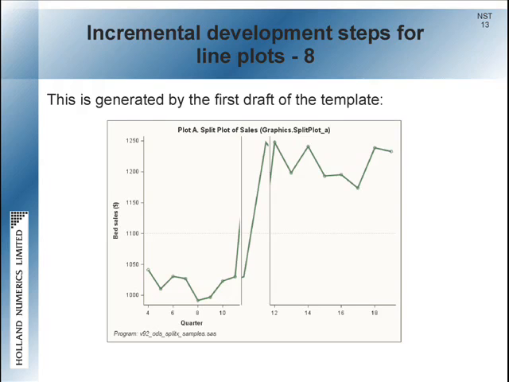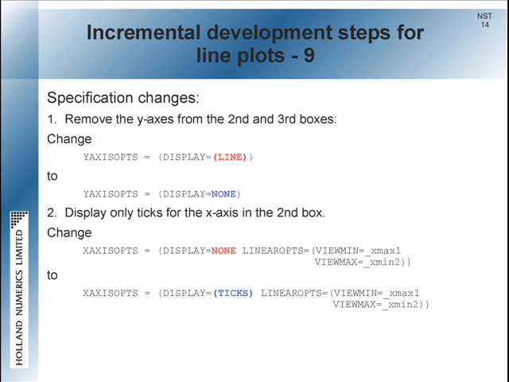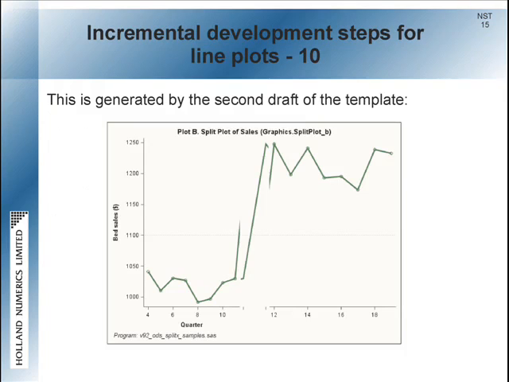So if we go to the next slide, please. So first of all, we'll remove the y-axes, and that's in the second and third boxes. We change the display equals line to display equals none. Nice and simple. And then we want to put ticks on the x-axis in the second box, so we change display equals none to display equals ticks, and it will just put the ticks in. Okay, next slide.